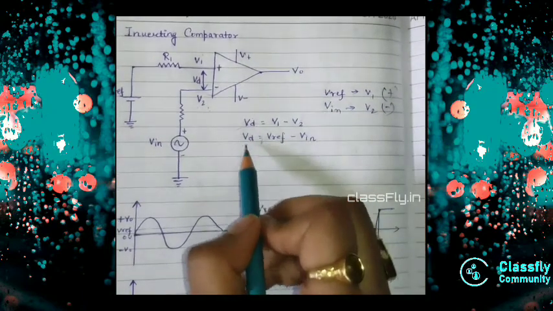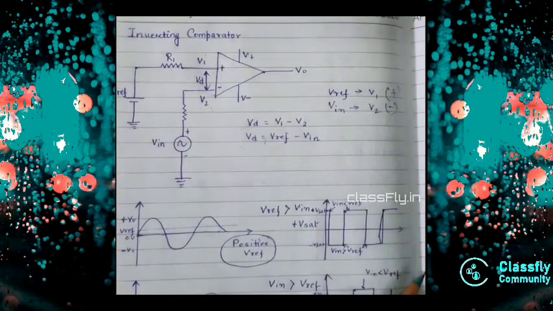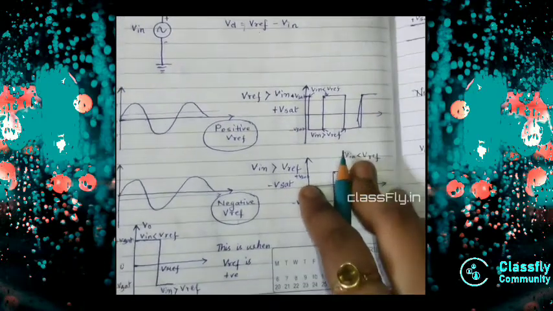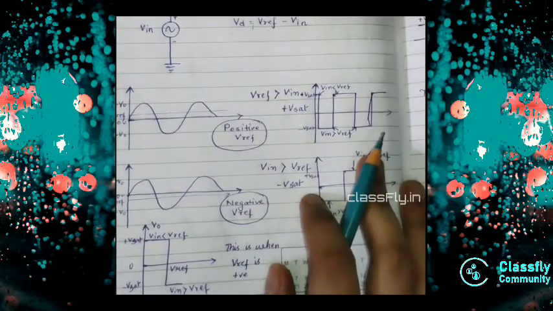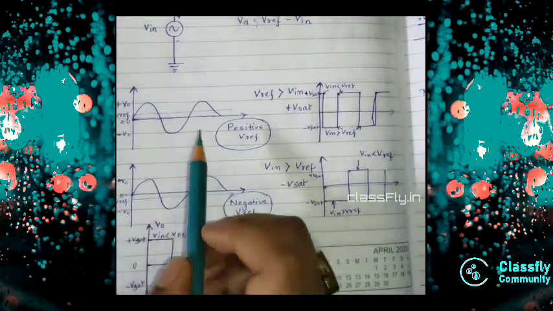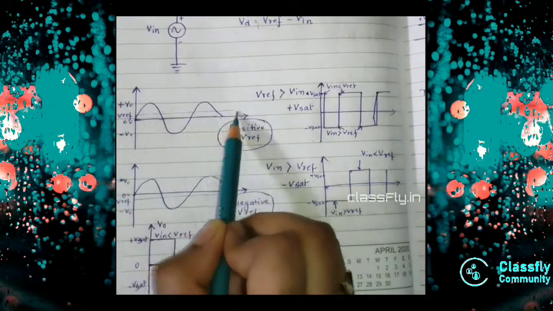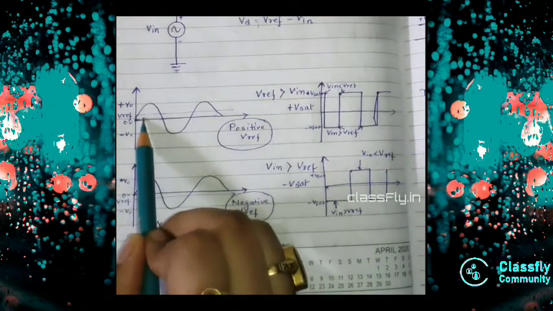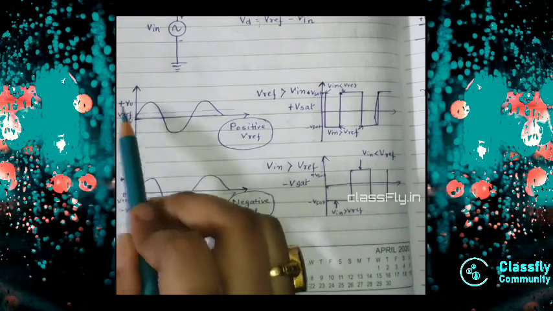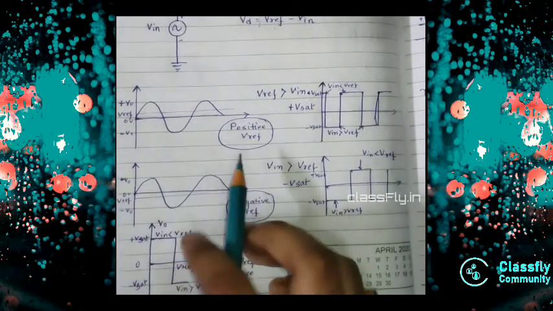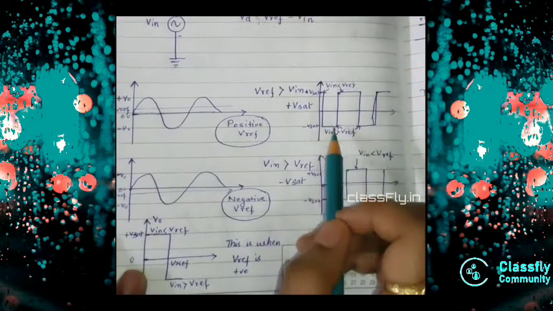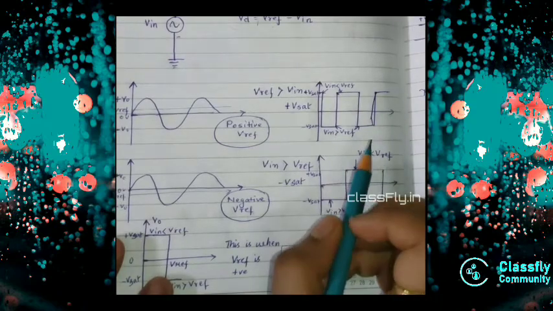So basically we can denote it like this also, the difference between Vref and Vin. Now we will see the output waveform when Vref is positive and when Vref is negative for this comparator. Whenever Vref is positive, that is above 0 volt, we get the waveform in a different way. When Vref is greater than Vin, we get positive saturation.